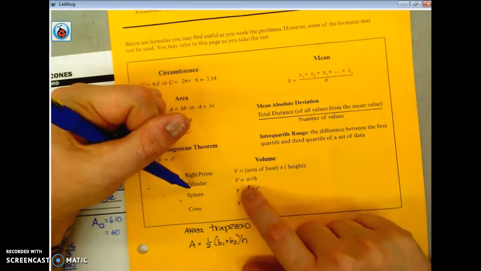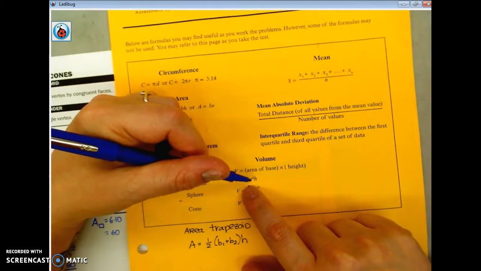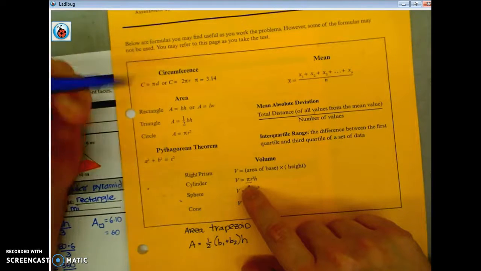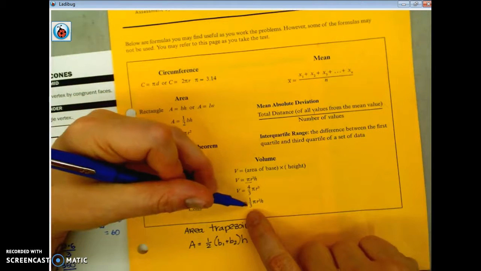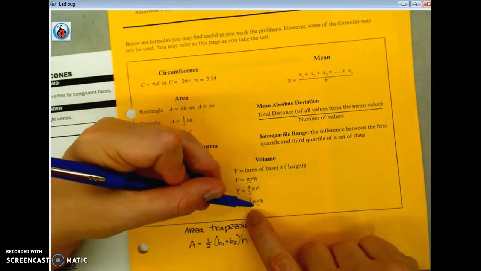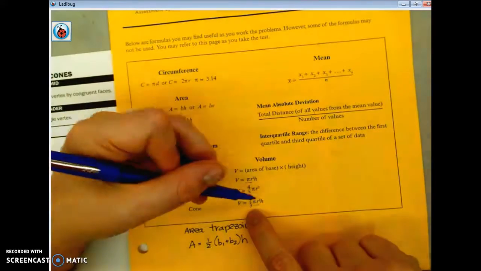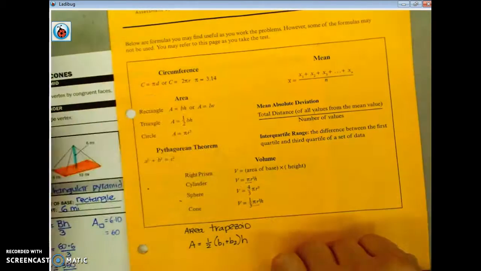Then we have cylinder. It's the same thing, area of the base. So what's the area of the base? It's pi r squared times the height. All right, and then cone is right here, 1/3. Why is it pi r squared? Because the area of the base is a circle. So it's still area of the base times the height.